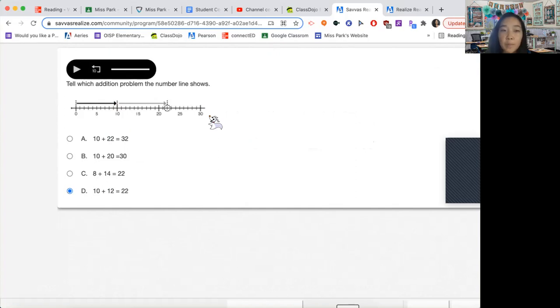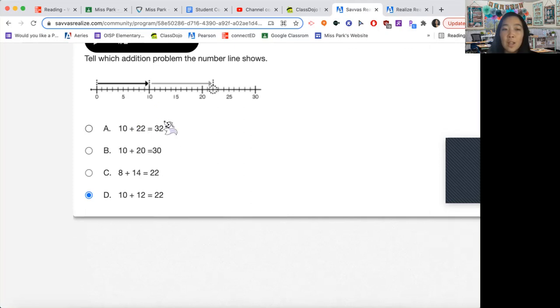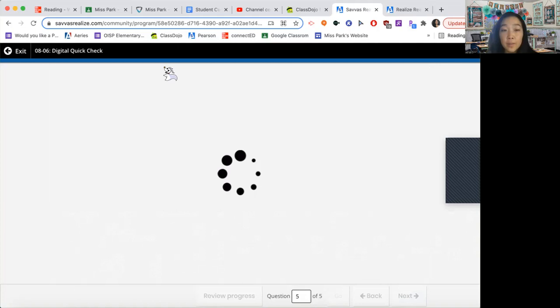Always double check your work. Make sure everything makes sense. I think earlier I said 10 plus 22, but that wasn't right because look at our total. Our total is 22. So if our total is 22, then 10 plus 22 doesn't equal 22. This one says 32, so that's not right. So I checked again. We added up 10 and then we added up 12 more, and then our total is 22, which makes our answer D.